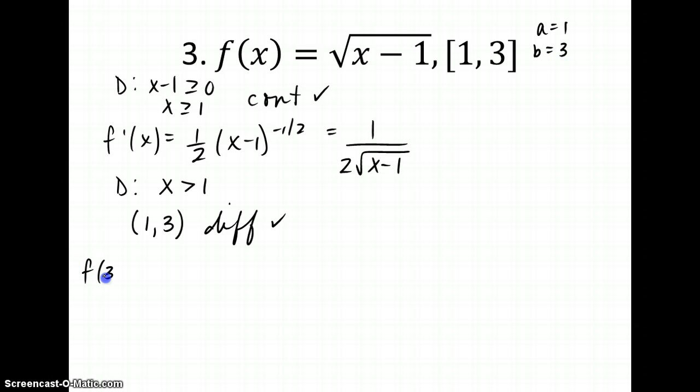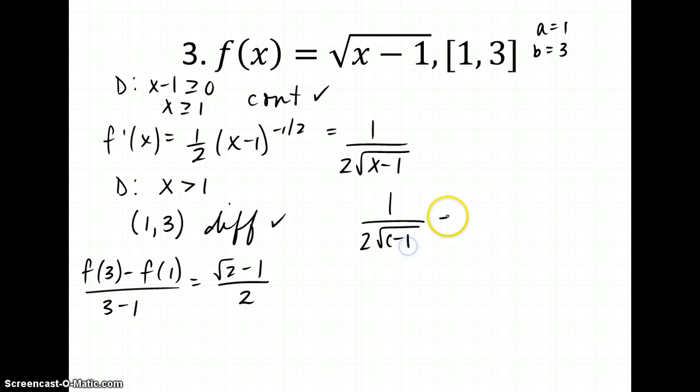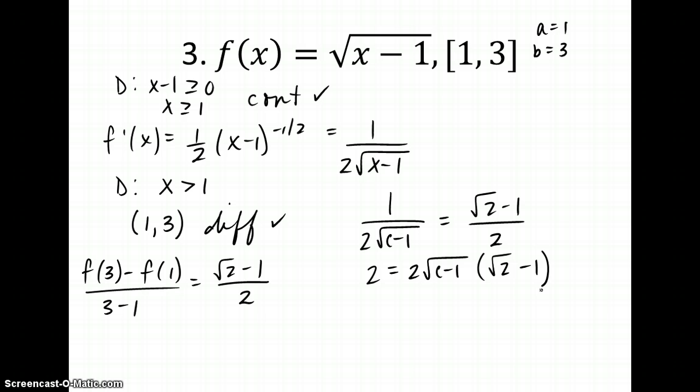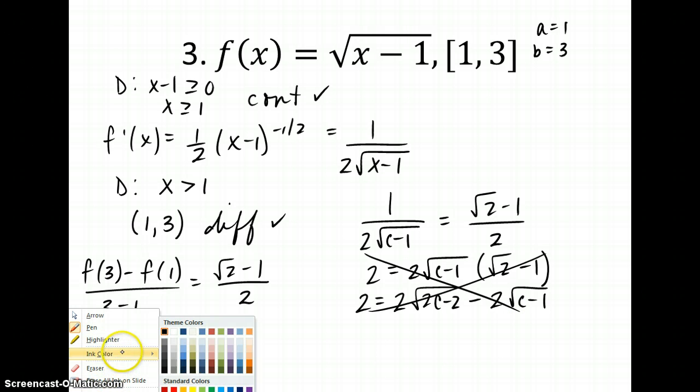So the slope of the line connecting the endpoints. 3 minus 1 is 2. Square root of 2 minus 1 all over 2. I know you guys hate to see numbers like this. But now we set the derivative equal to the slope. So that's the conclusion. Okay, cross multiply. Okay, this is awful. So let's go back here.